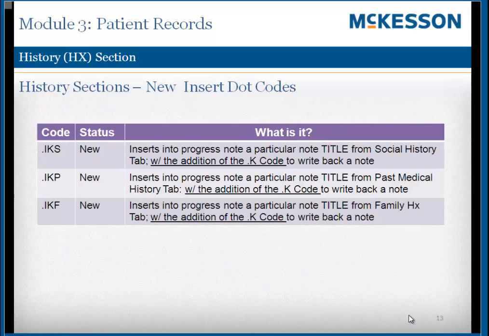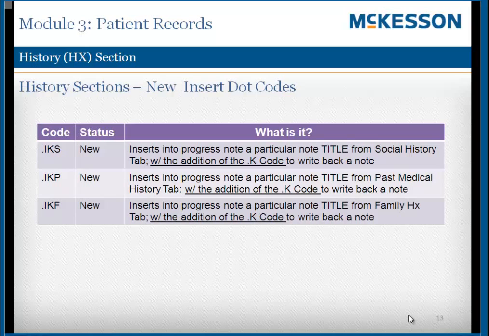There have also been a number of new and updated insert codes related to the history section of the chart. The table shown here summarizes these new and updated codes and gives a brief explanation of what each one does. Basically, the IKS, IKP, and IKF history insert codes will insert into a progress note a particular note from the current patient's social, family, or past medical history tabs.